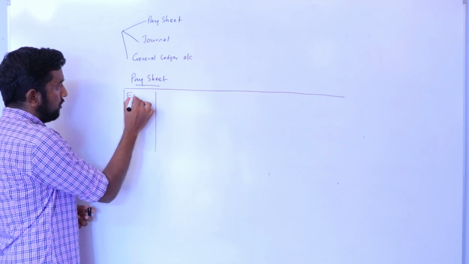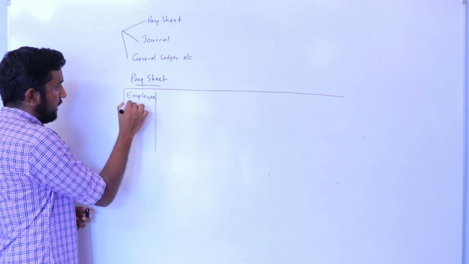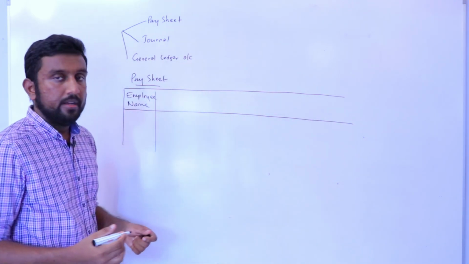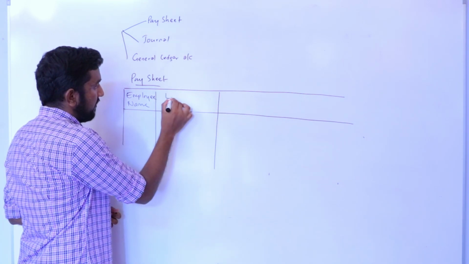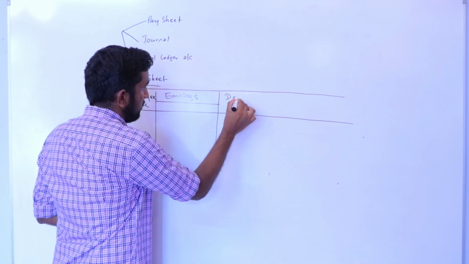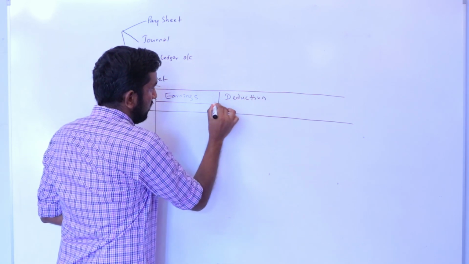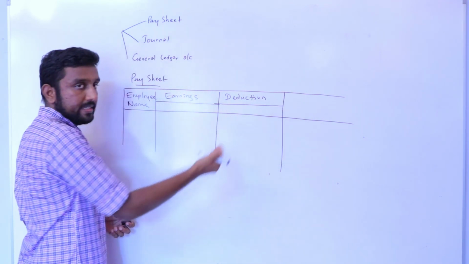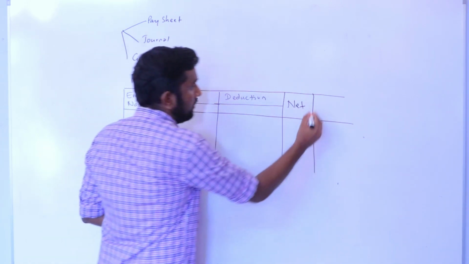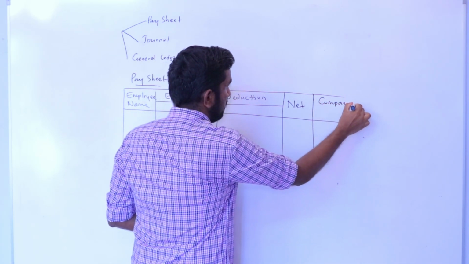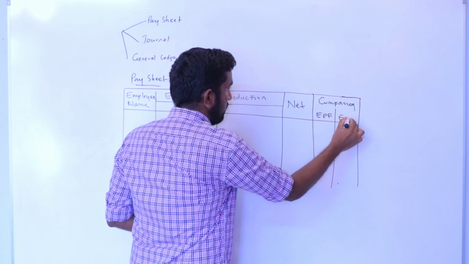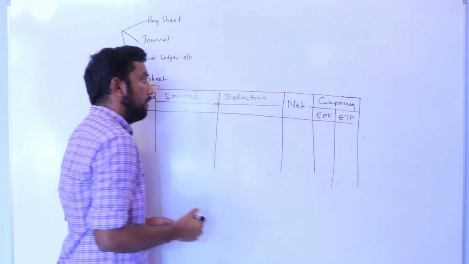So here we will have employee name, right? And we are having earnings, then deduction, meaning the amount which we are deducting from salary. So after that we will pay the net salary to the employee. Then we have the contribution by the company. So we do have EPF and ETF contribution by the company.